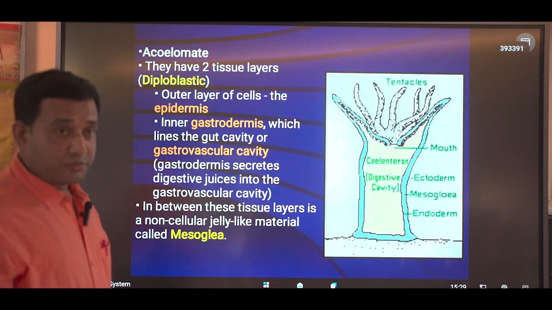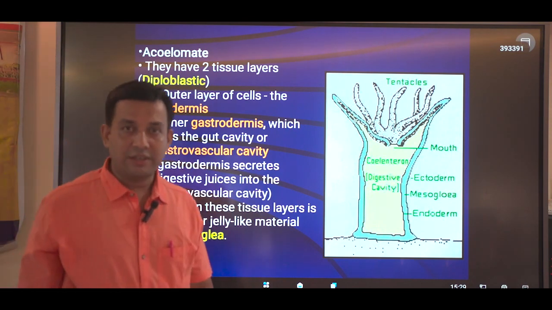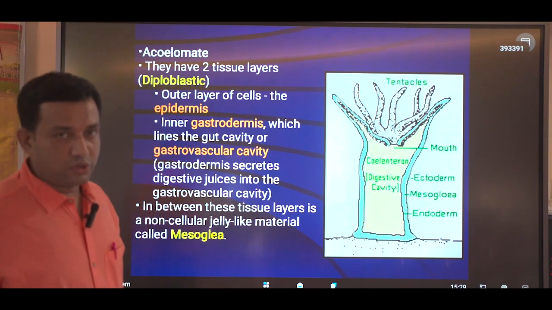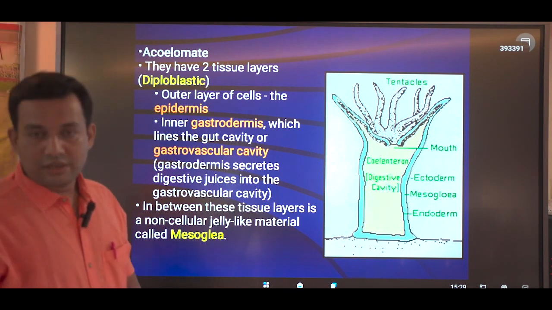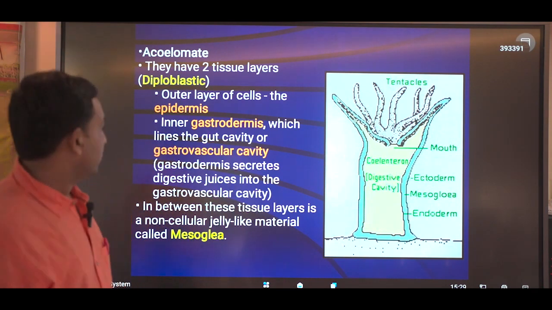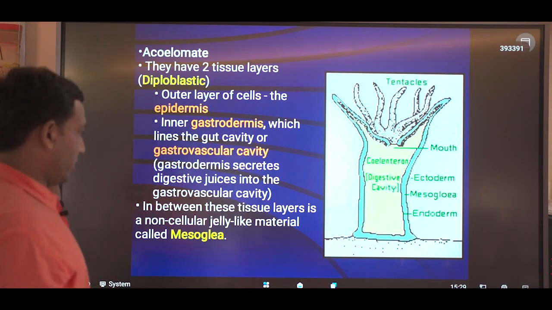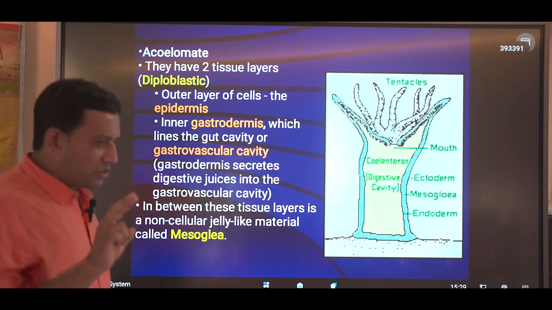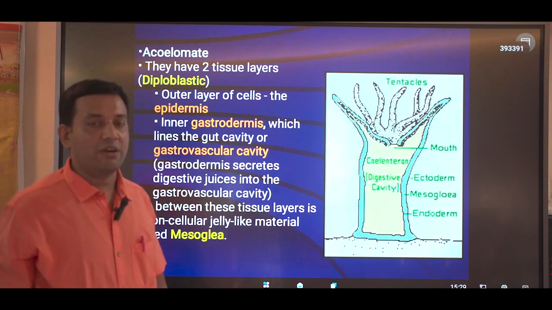Acoelomate. These organisms are acoelomate. There is no coelomic cavity. There is in fact no true mesoderm. So these are acoelomate animals, having only two dermal layers, ectoderm and endoderm. The outermost epidermis is the ectoderm, and the inner is the gastrodermis. In between these two layers, we have a gel-like layer which is called mesoglea or mesohyle.